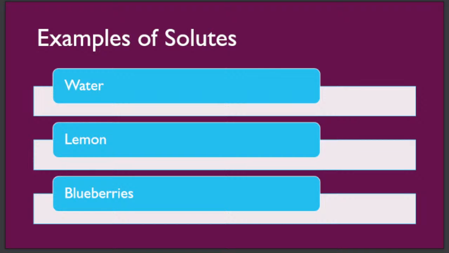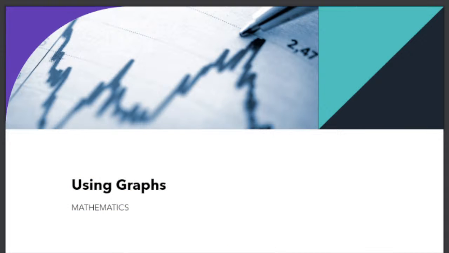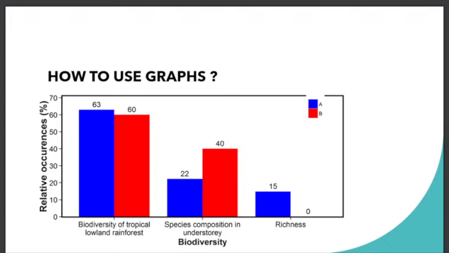Now, our second lesson is about using graphs. When using graphs, you always have to look at what it's asking you. In this example, it's asking about biodiversity. And biodiversity means way of life. Also, bio means life. It's also used in biology.